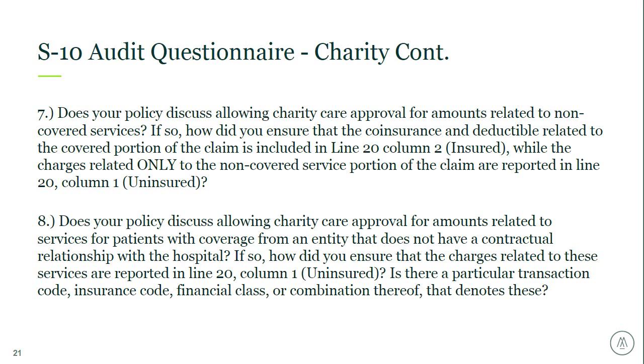It can be very easy to mistakenly claim a charity write-off as insured after a non-contracted payer pays a portion of the claim. But these charity write-offs should be reported in the uninsured column per S-10 instructions. So this can come up during audit sampling, and then at that point, the hospital is at risk for large extrapolations if it's determined the write-off amount is in the wrong column or category of charity.